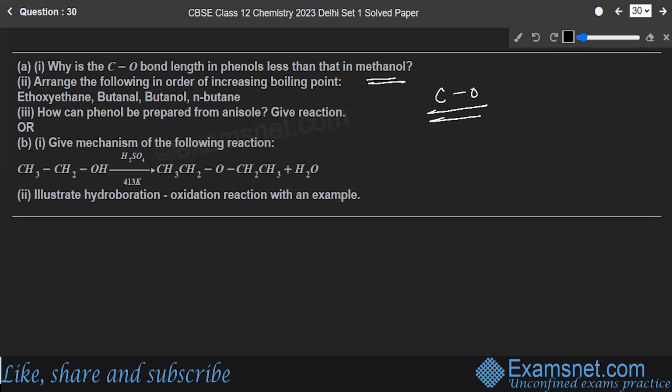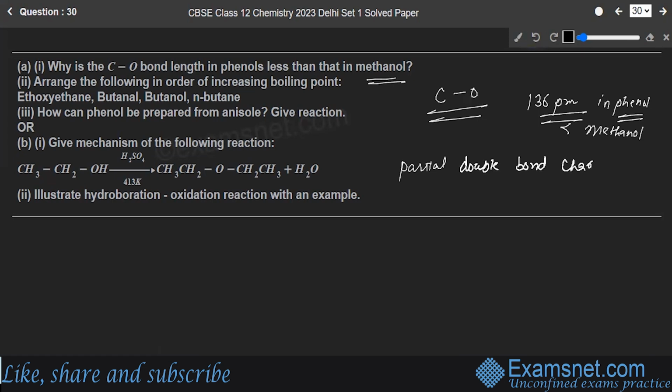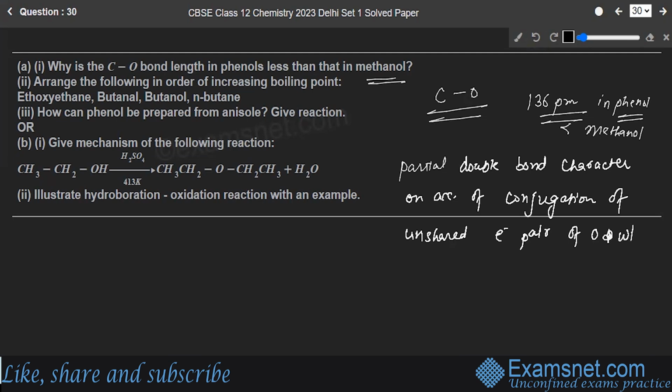The CO bond, the carbon-oxygen bond length, which is approximately 136 pm in phenol, is slightly less than that in methanol. So methanol has the greater bond length. This is due to the partial double bond character on account of conjugation of the unshared electron pair of oxygen with the aromatic ring and the sp2 hybridized state of the carbon to which oxygen is attached.